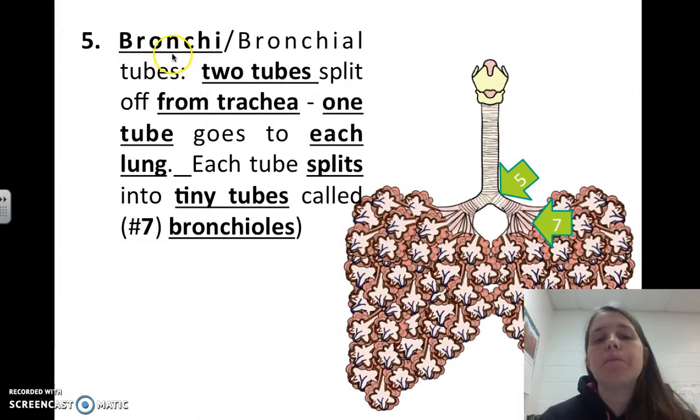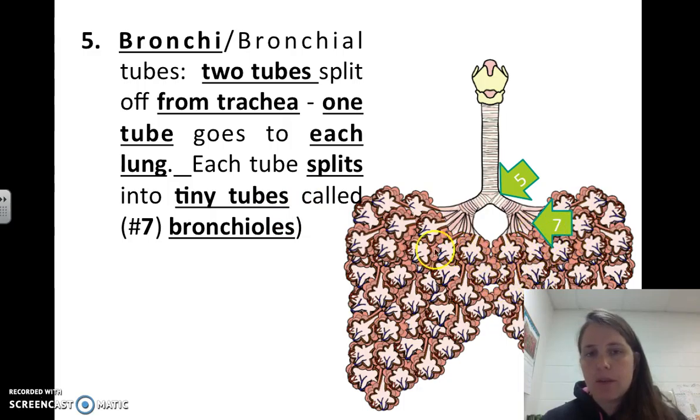And then finally we have the bronchi, or bronchioles. So we have our trachea. This is the bronchial tubes. Okay, these are two tubes that split off from your trachea. One tube goes to the right lung, one tube goes to the left lung, and each tube splits into tiny, tiny tubes that are called bronchioles. You'll see those with the number 7 labeled right here, all of these little tiny tubes.